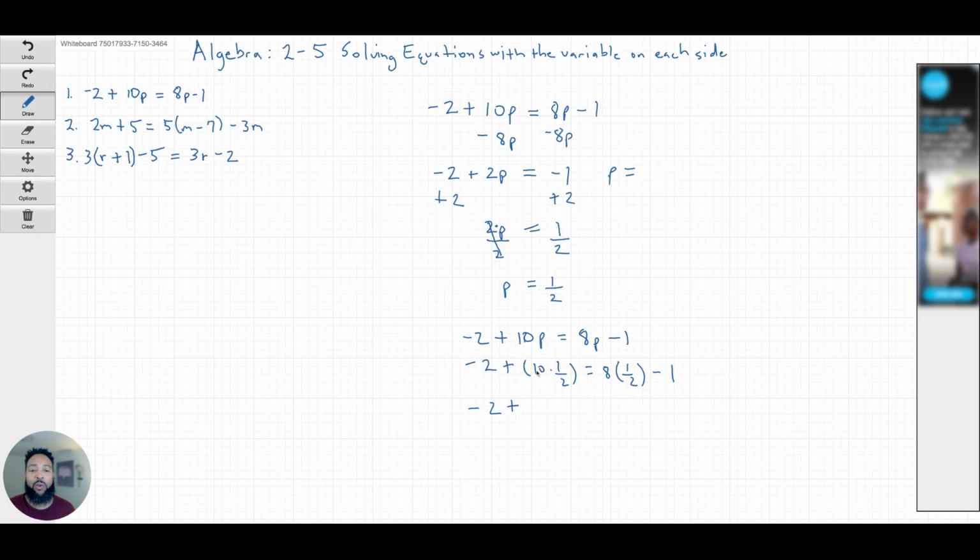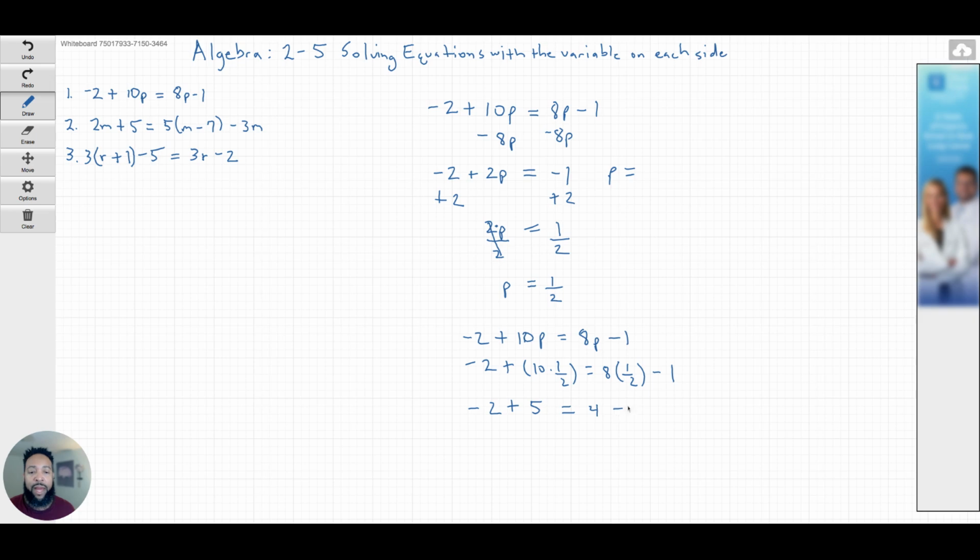10 times 1 is 10, divided by 2 is 5. So negative 2 plus 5 equals 8 times 1 divided by 2, which is 8 over 2. 8 divided by 2 is 4, minus 1. So we have negative 2 plus 5 equals 4 minus 1. Negative 2 plus 5, or 5 minus 2, gives us 3. And then 4 minus 1 gives us 3. So that's how you know that this is correct. You performed this problem the correct way.